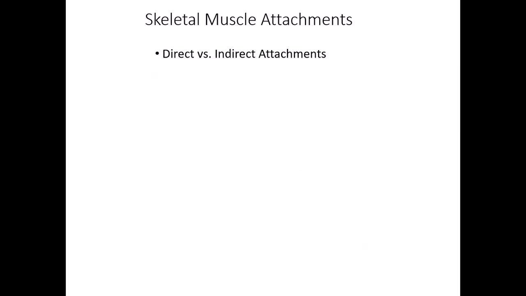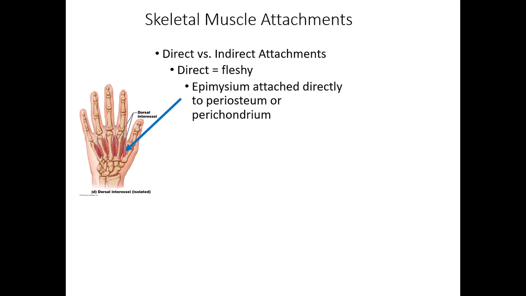Okay, so as I've been mentioning, skeletal muscles can attach directly or indirectly to the skeleton. Direct attachment is also considered a fleshy attachment, and that means that the skeletal muscle fibers through their epimysium are attaching directly to the periosteum of a bone, or if their connection is to cartilage, directly to the perichondrium. And that's what you see here with these little interosseous muscles of the hand. You notice the skeletal muscle fibers go straight to those metacarpals. And that's the origin end for those muscles.